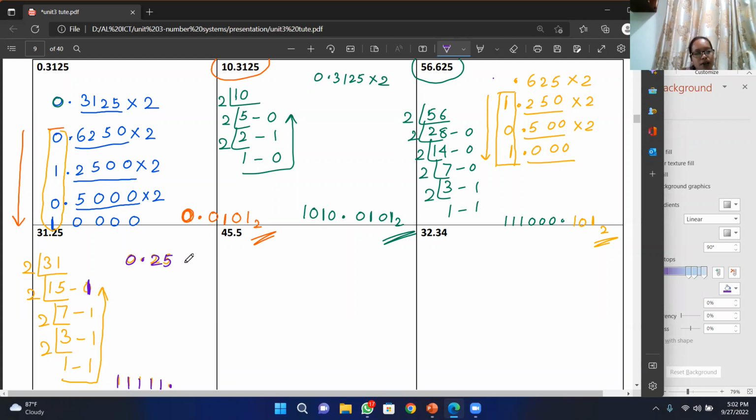0.25 has to be multiplied by 2. So only the fraction part. That is 0.50. Again multiply by 2. That is 1.00. That one also, properly multiplying up to 0. So you can take 0, 1 only.